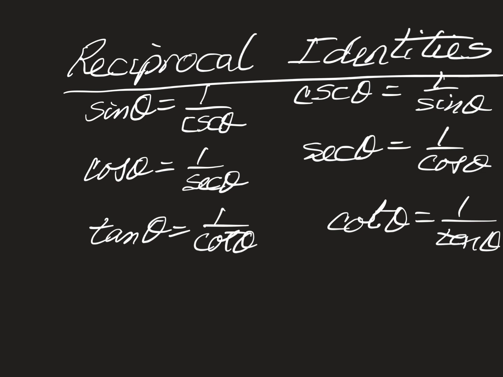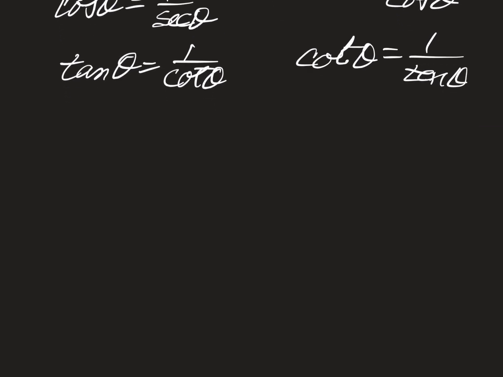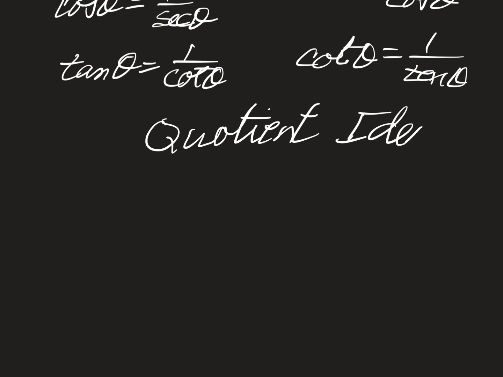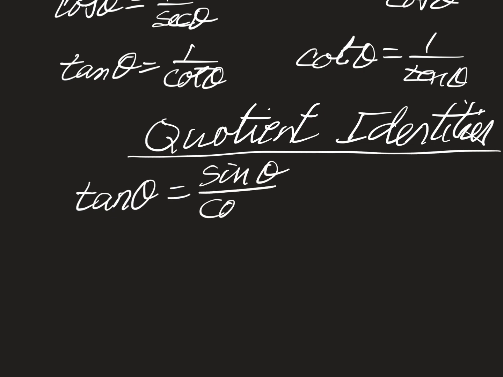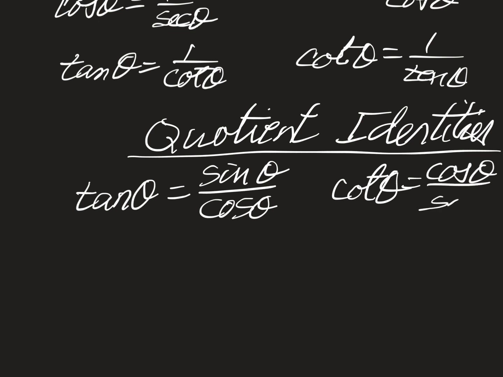The next one that you should do would be called the quotient identities. Now, the quotient identities and the reciprocal identities you can actually prove. Here's a quotient identity. Tangent theta equals sine theta over cosine theta. And cotangent theta equals cosine theta over sine theta.